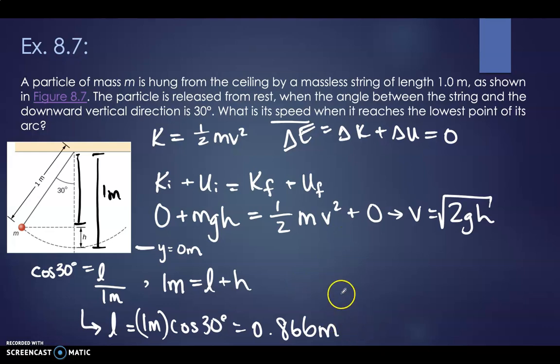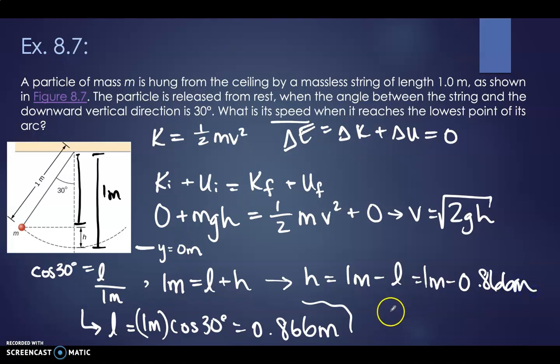Now our H, we can go ahead and say H is equal to 1 meter minus that L, or 1 meter minus 0.866 meters. So then H is going to equal 0.134 meters. Okay, so that's our height. That's this height here.